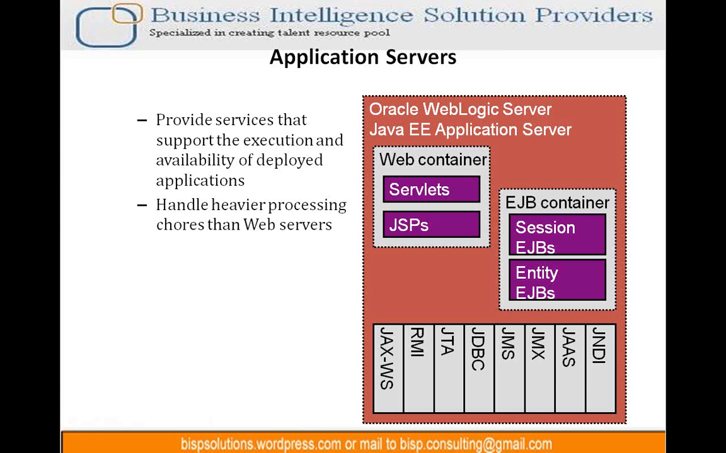So these provide services that support the execution and availability of deployed applications and handle heavier processing than web servers. So web servers can't act as application servers, but an application server can act as a web server, because the more common container that we have is a web container.